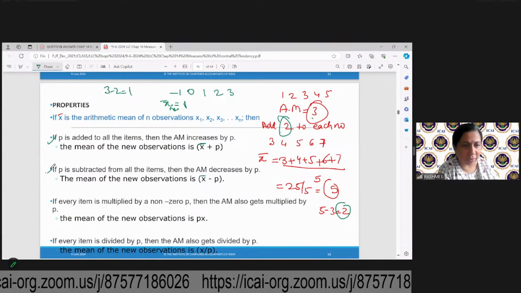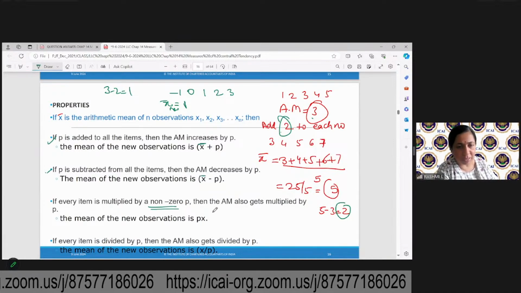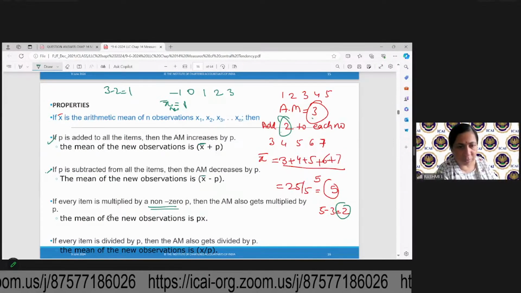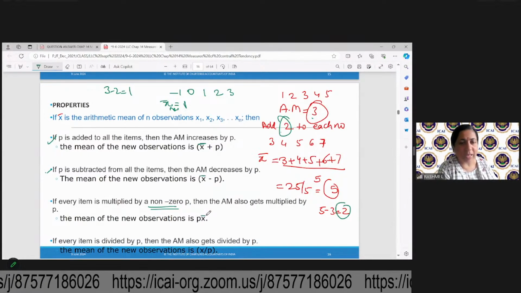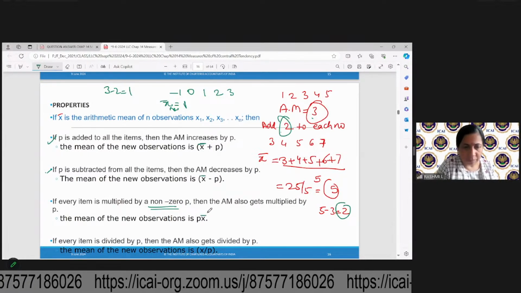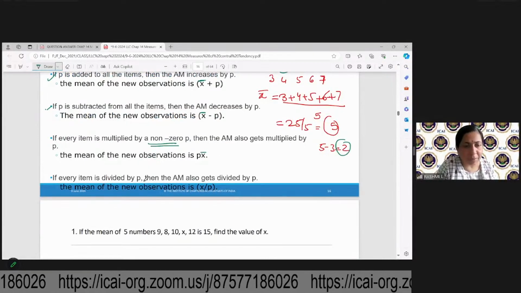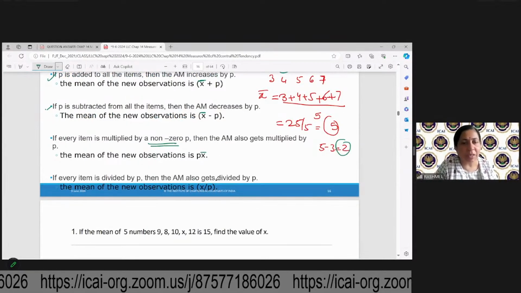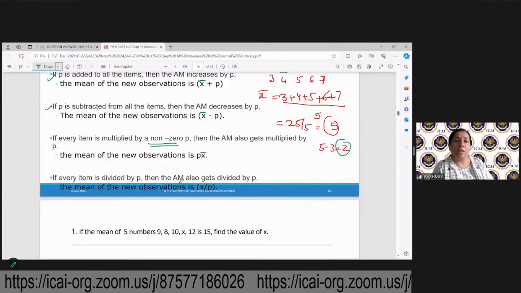If every item is multiplied by a non-zero p, then the arithmetic mean also gets multiplied by p. The mean of the new observation is p x bar. If every item is divided by p, then the arithmetic mean also gets divided by p. So same thing we have.